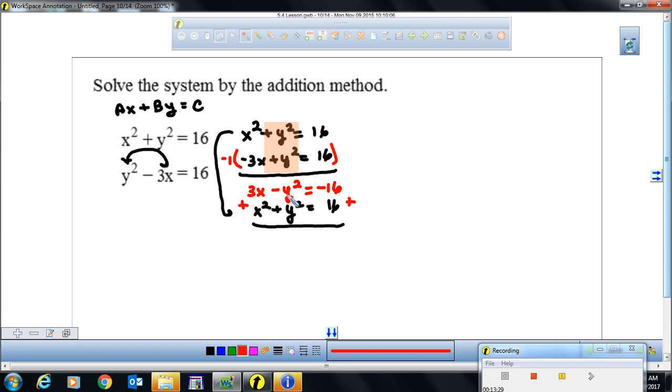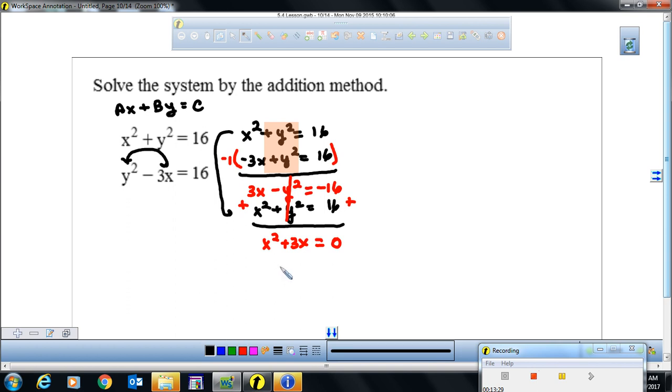So the y squares are going to cancel out. And what happens here to the x squared plus 3x? You cannot combine it, so you're going to write it all out. x squared plus 3x equals negative 16 plus 16, which is going to give us a 0.